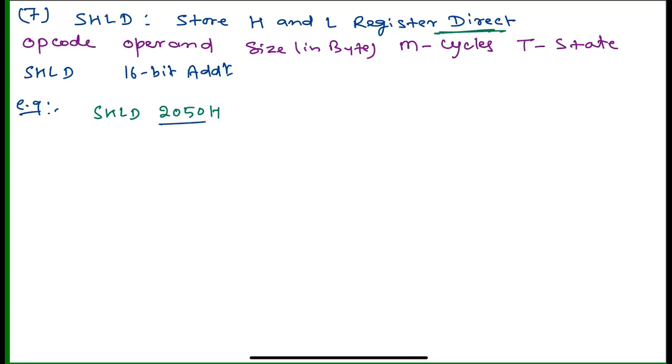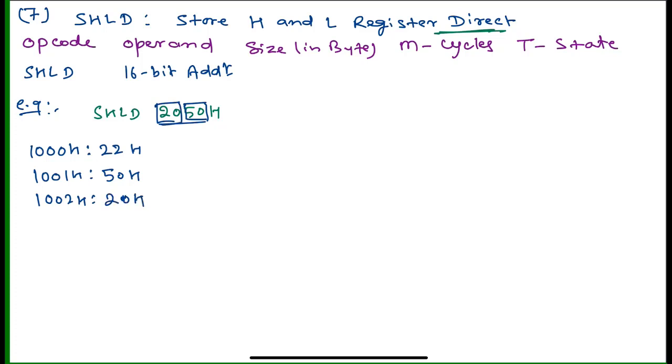Let's say its starting address is 1000H. At this address we are going to store the equivalent hex code for SHLD. As per the code given in the book, it is 22H for SHLD. The next location will have the lower address byte, that is 50H, and at the next location 1002H, we store the high order address, that is 20H.